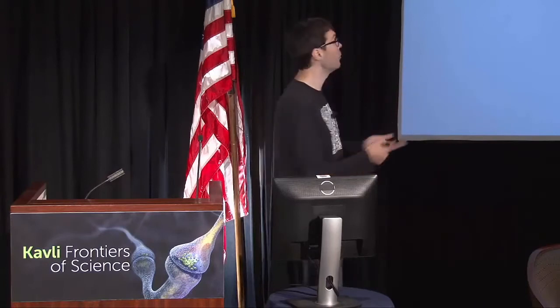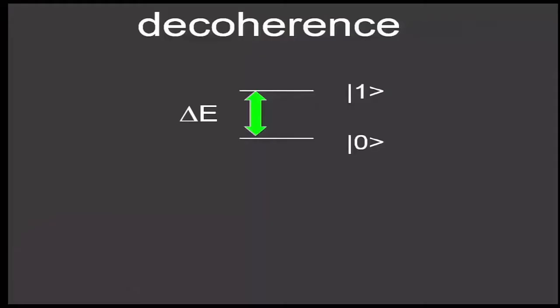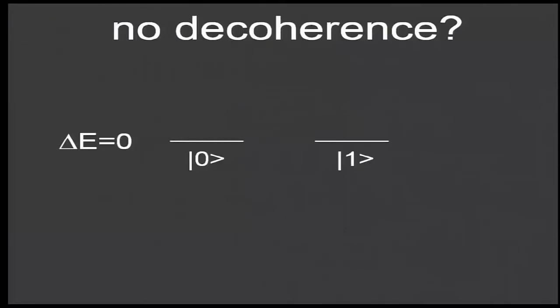And then some people have a smart idea. Well, this is proportional to this delta E. The larger this energy difference between the two levels, the higher the probability of this process. So why don't we eliminate delta E? Why don't we work with energy levels that are all degenerate? We have some other way of figuring out which one is zero, which one is one. Not the energy. Energy difference is zero. So then maybe there is no decoherence.